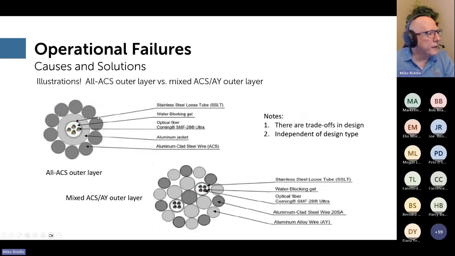Just want to illustrate. So here's a cable with only ACS on the outside versus a mixed outer layer. And again, this does not mean that these are bad designs. They might be perfectly suitable in certain areas and function just fine. And there are trade-offs of design type, and it doesn't matter which of the major design types you're using. They're all vulnerable to this kind of a concept. So I'm not saying this design is bad. It's just that in some areas it could have more problems than this design, all else being equal.